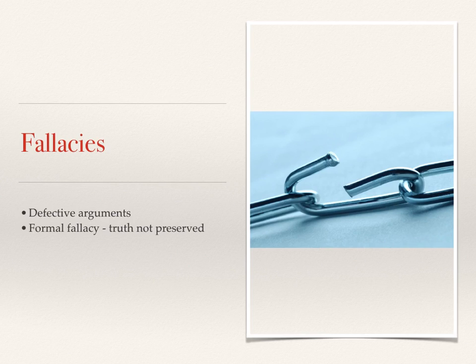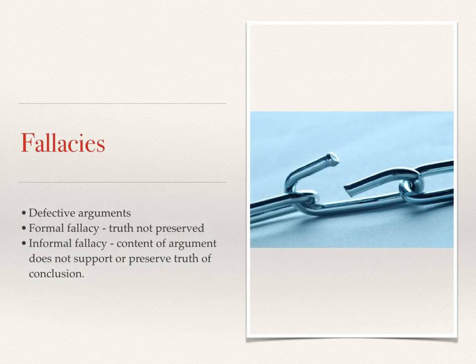So sometimes an argument will be wrong because the formal structure of the argument can lead to a false conclusion. We have seen some of those examples in previous sections. So a formal fallacy would be because the formal structure of the argument is faulty or defective, and you can get a false conclusion from true premises.